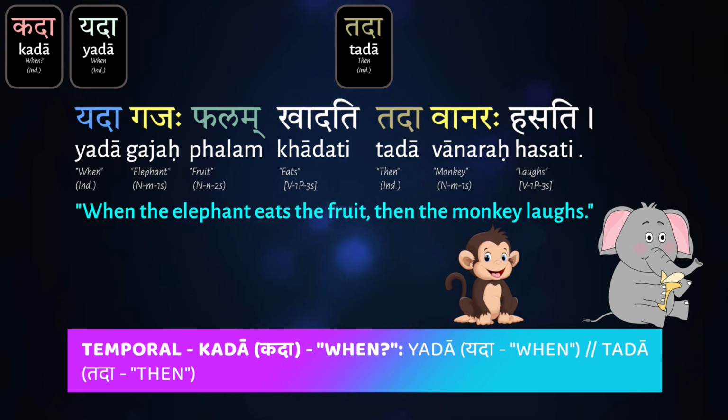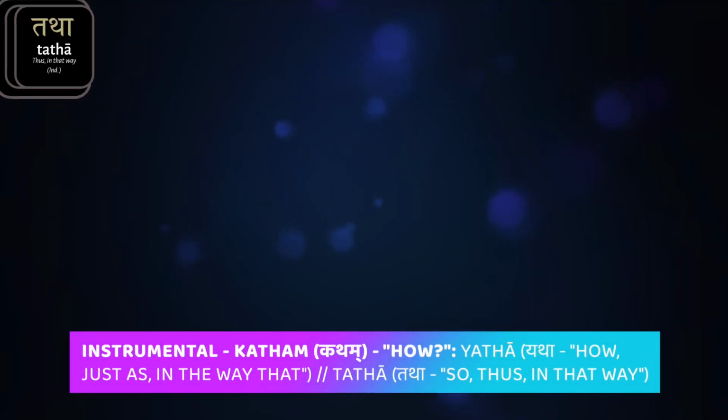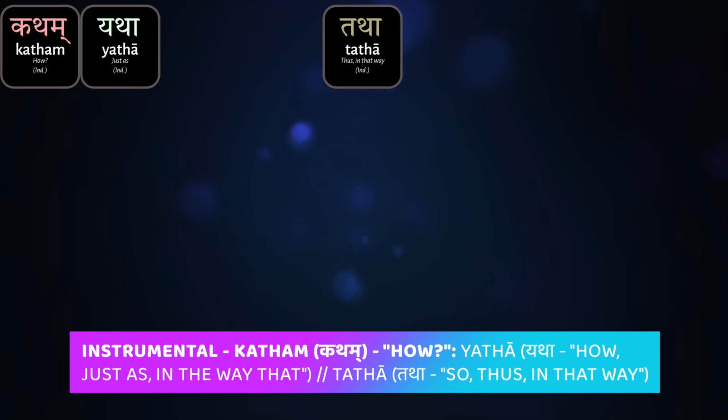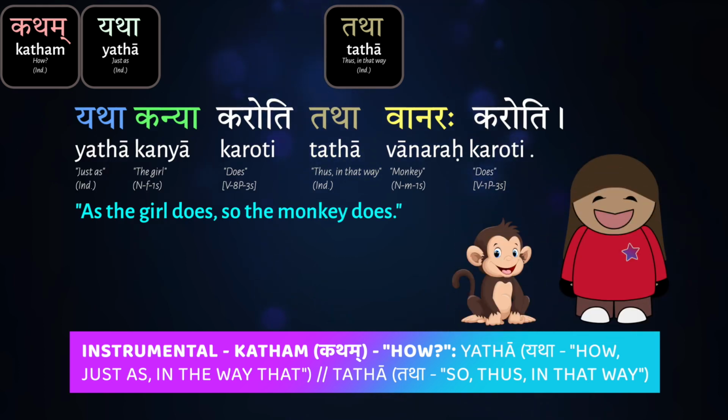When the elephant eats the fruit, then at that time the monkey laughs. In other words, the monkey is laughing as the elephant is eating the fruit. For katham, meaning how, the corresponding relative and correlative adverbs are yatha and tatha, just as and just so, that way, thus. Yatha kanya karoti, tatha vanaraha karoti. Just as the girl is doing, the monkey is doing in the same way. In other words, the monkey acts the same way as the girl acts.